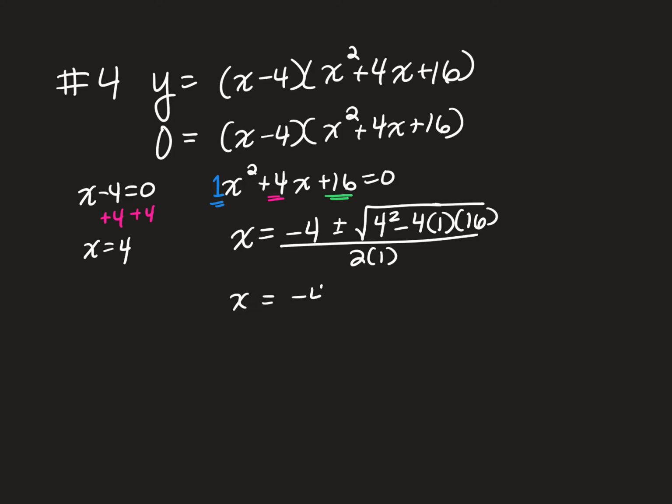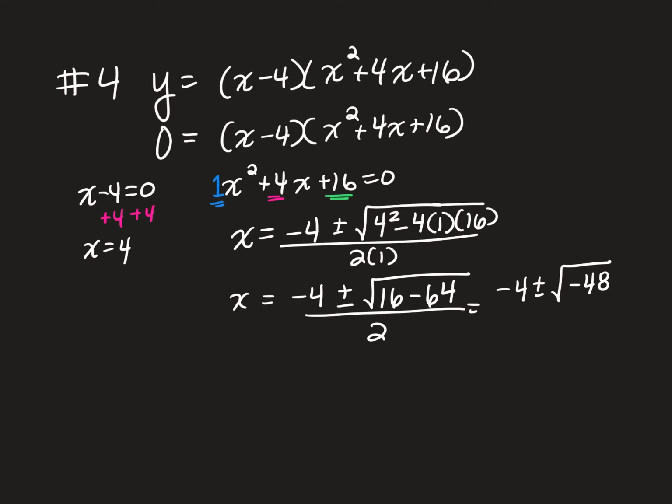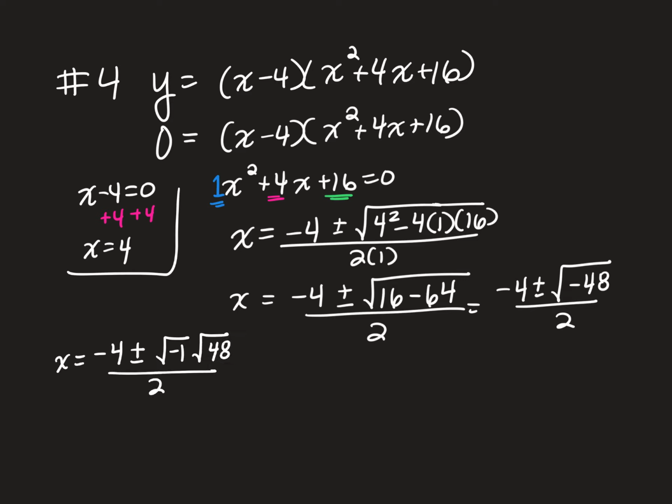So you're going to have negative 4 plus or minus the square root of 16 minus 64 all over 2. So negative 4 plus or minus the square root of, so that's negative 48 all over 2. All right. Let me move down here, kind of give myself some space. So we have x equals negative 4 plus or minus. All right, we have square root of 1 times the square root of 48. That's how I always think about them, which is something times i.